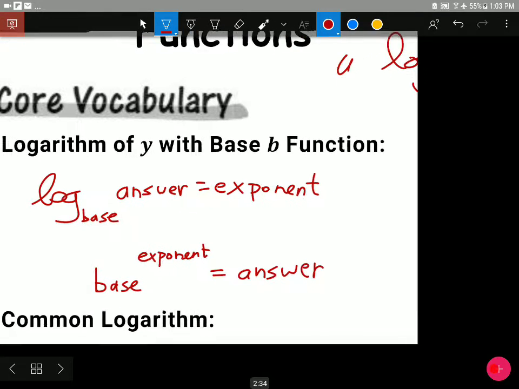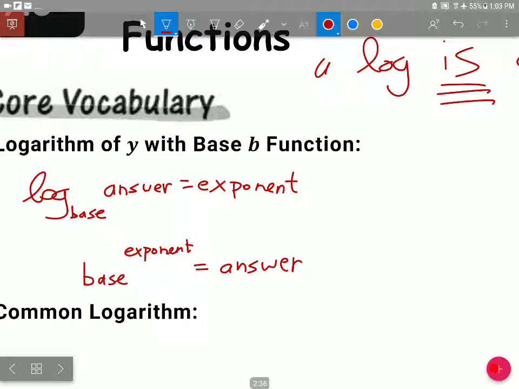So let's unpack what I mean by that. Base to an exponent to an answer. So let's say 5 to the third power. Does anybody remember what 5 to the third power is? 125. 5 times 5 is 25. 25 times 5 is 125. So 5 to the third power is 125. This is your base, your exponent, and your answer.